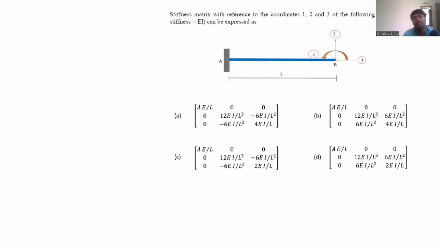Now, you have to form a stiffness matrix for the given coordinate system 1, 2, 3 of the following beam and write their stiffness matrix. So can you help me? Yes, sir. Now tell me how to do this. First step. Step 1, tell me.